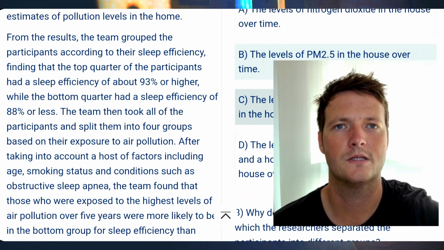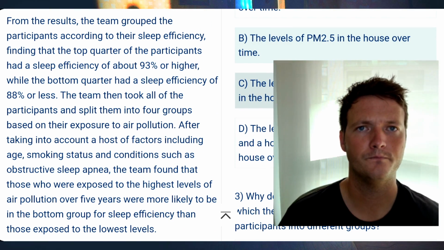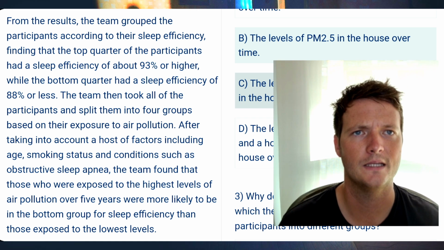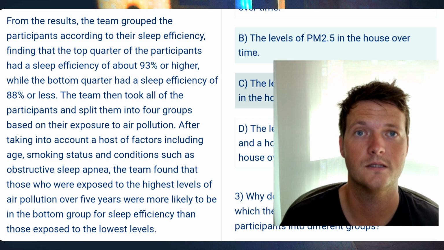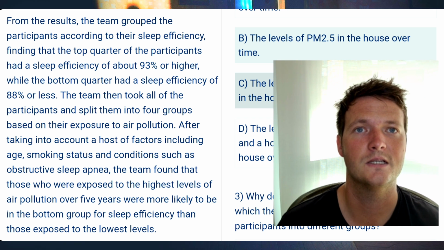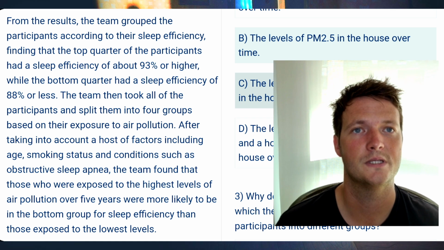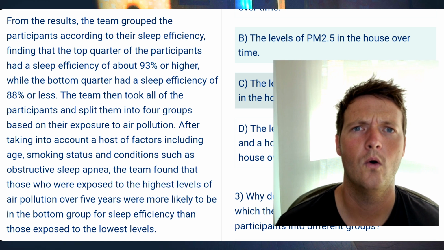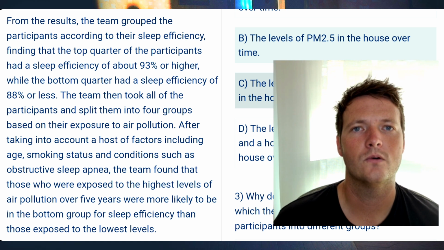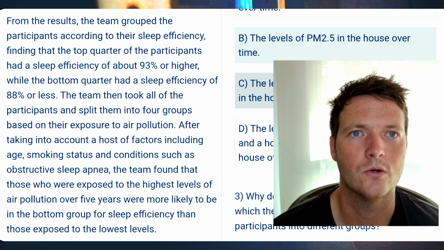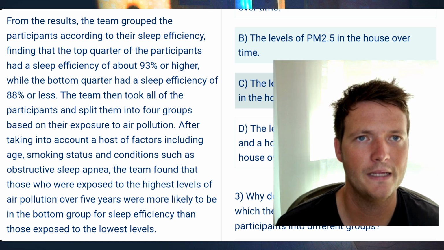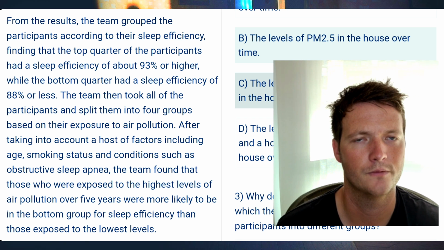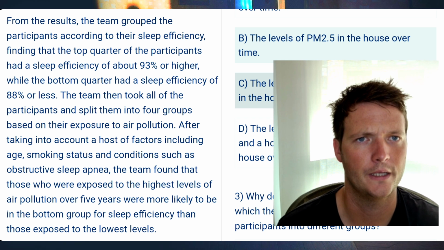So, paragraph 2, let's have a look at all of it. It's quite a long one. It says, from the results, the team grouped the participants according to their sleep efficiency, finding that the top quarter of the participants had a sleep efficiency of about 93% or higher, while the bottom quarter had a sleep efficiency of about 88% or less. The team then took all of the participants and split them into 4 groups based on their exposure to air pollution. Okay.